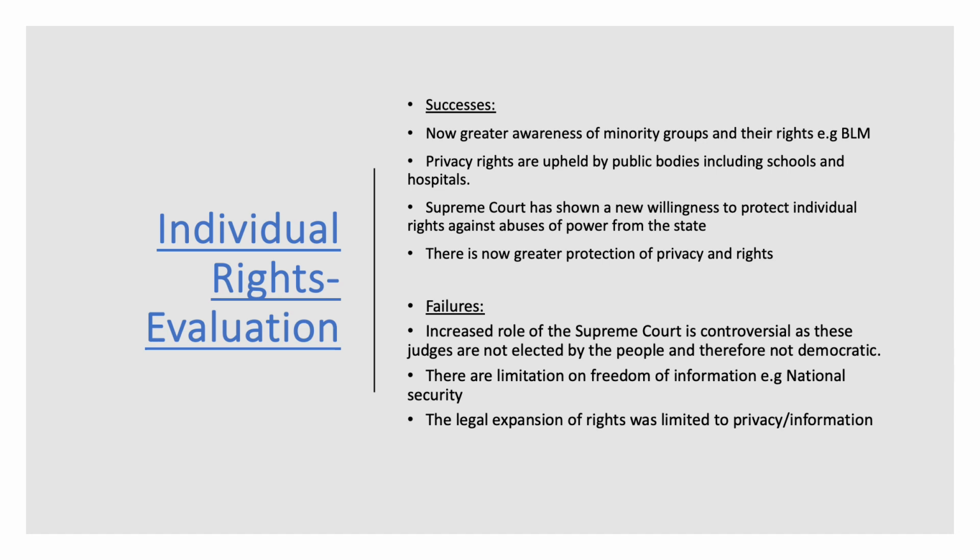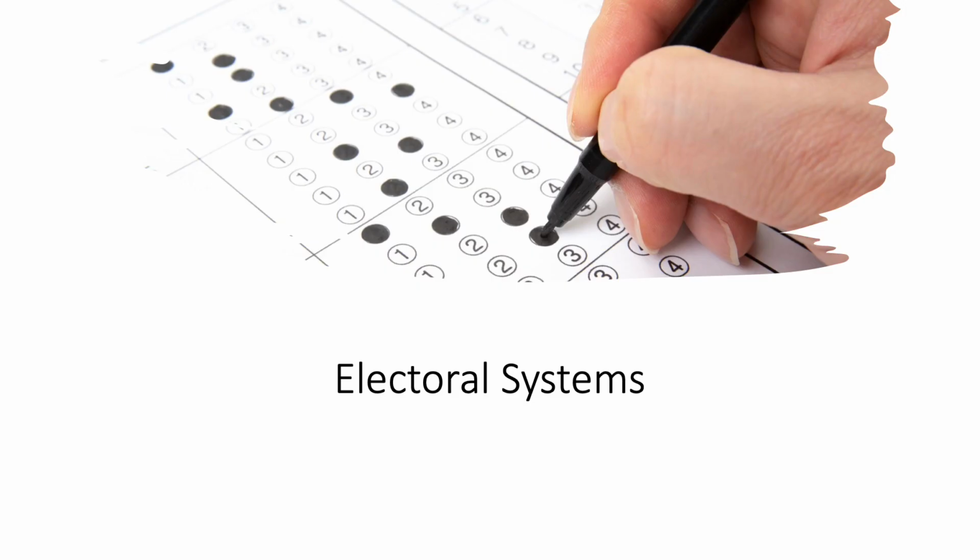The increased role of the Supreme Court is controversial, as these judges are not elected by the people and therefore they're not democratic. So that was just another House of Lords. It's kind of linked to modernisation, like we're the only unelected chamber. There are limitations on freedom of information, like national security, and the legal expansion of rights was limited due to privacy and information. So moving on to the electoral system.